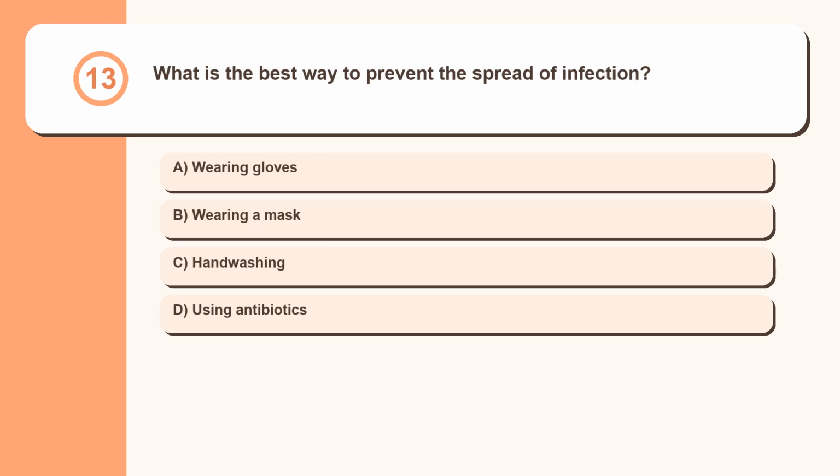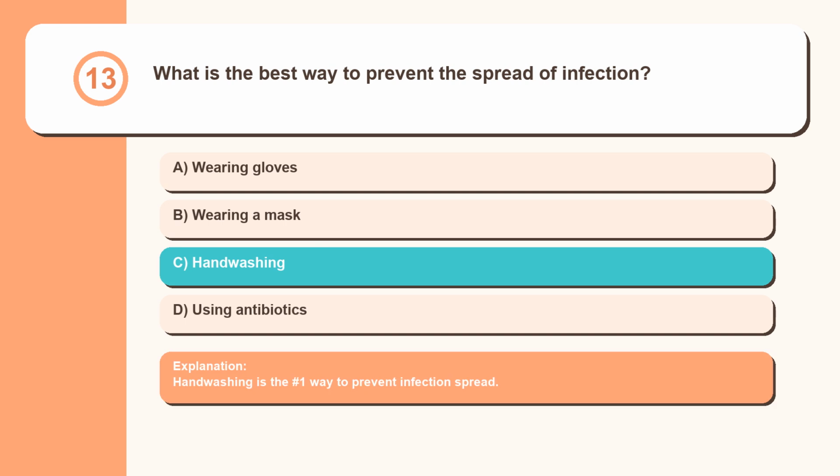Question 13. What is the best way to prevent the spread of infection? Wearing gloves, wearing a mask, hand washing, using antibiotics. Hand washing is the #1 way to prevent infection spread.